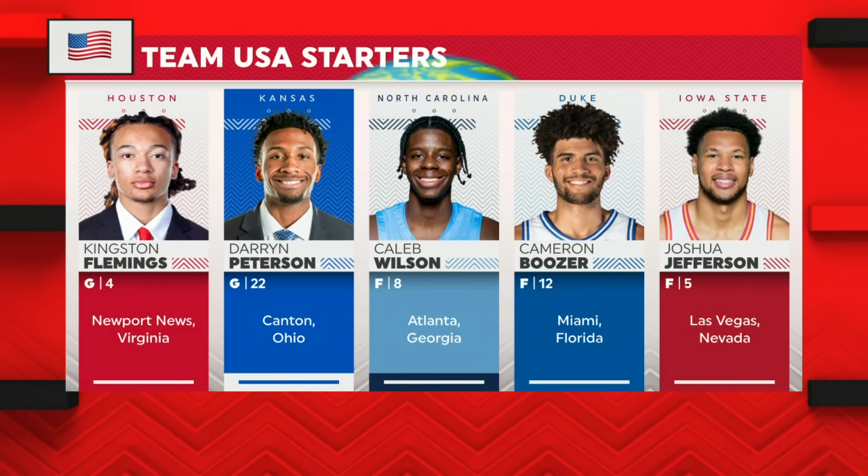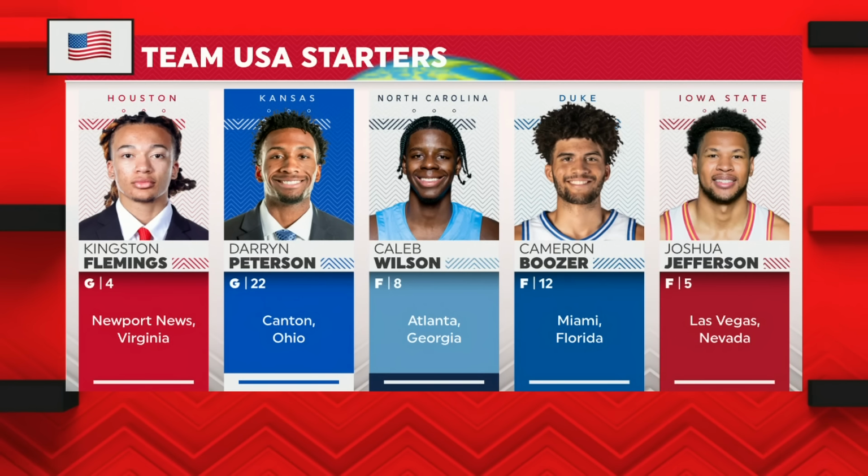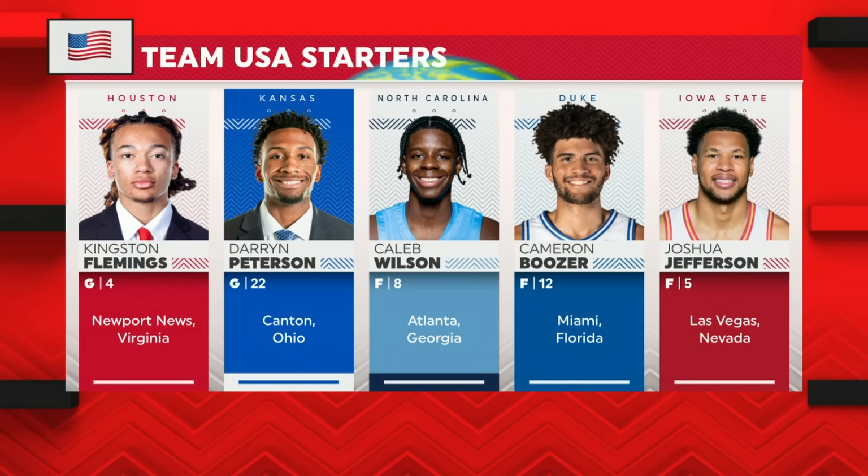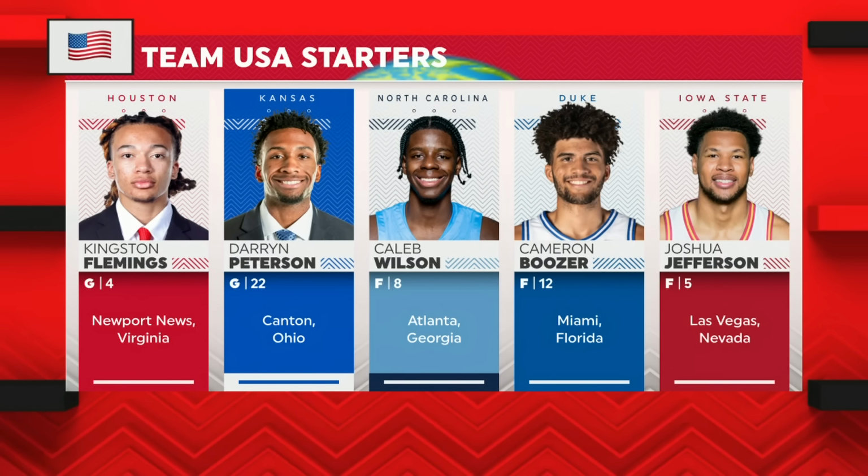But I think this team, what you notice about them, very young. Kingston Flemings, the freshman at point guard. Darryn Peterson, another freshman at the 2. You got Cam Boozer, Caleb Wilson. 4 of my 5 guys on the Team USA are freshmen. And then Joshua Jefferson, who's just maybe the most versatile player in the country at Iowa State. So this is a really interesting group because you're going to have a lot of energetic, ambitious guys who all want that last shot, but also just a talented group with 4 guys who could be top 10 picks on this team alone.